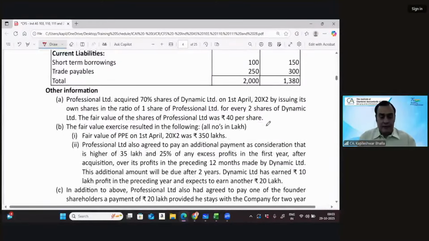It says in the other information, one, it acquires 70% shares of Dynamic on 1st April X2 by issuing its own shares in the ratio of 1 share for every 2 shares of Dynamic. So we're given the exchange ratio, 1 share for every 2 shares, and then it says the fair value of the shares of Professional is given at the rate of 40 per share.